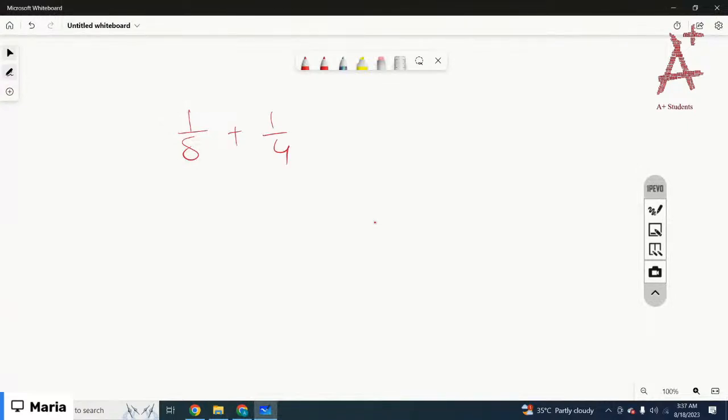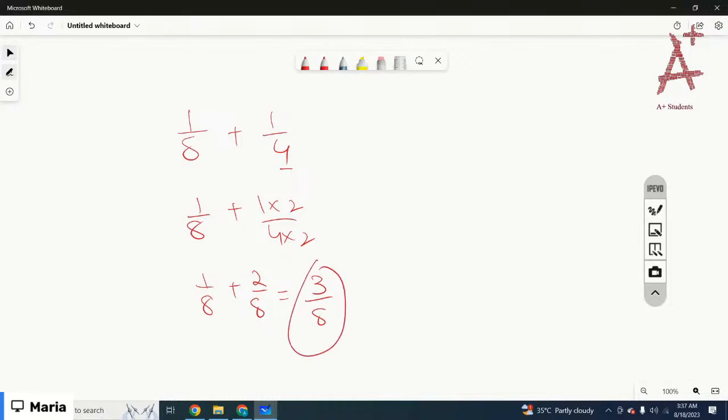So let's just make the denominator the same. 4 times 2 makes 8. So let's just multiply this fraction by 2. It is 1 over 8. 2 times 1 is 2 and 2 times 4 is 8, right? Now they have like denominators. Just add them. That would be 3 over 8. Do we have a common number that can divide 3 and 8? No. That means the correct option is 3 over 8.